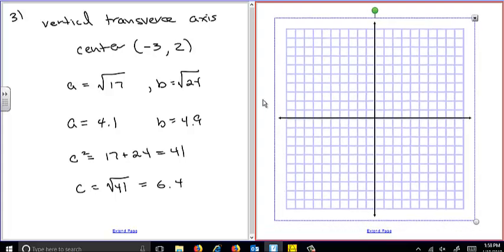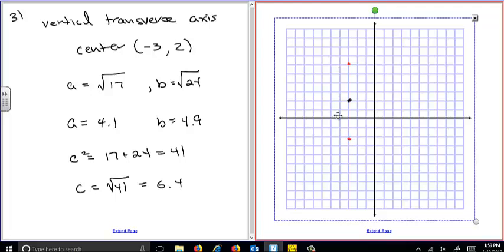So first step is plot the center, (-3, 2). So there's my center. Then it's a vertical transverse axis, so I'm going to go up 4.1. 1, 2, 3, 4.1. I'm going to go down 4.1. 1, 2, 3, 4.1.